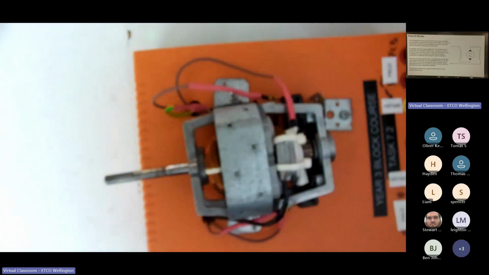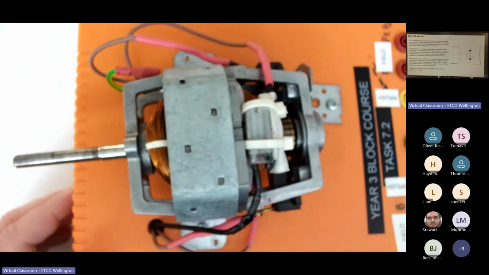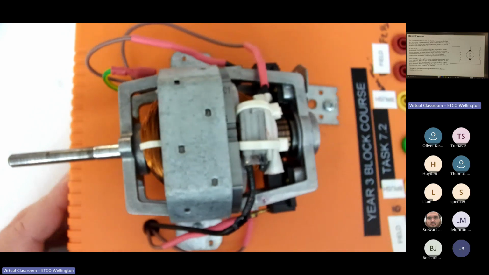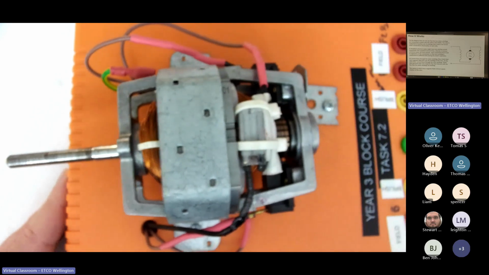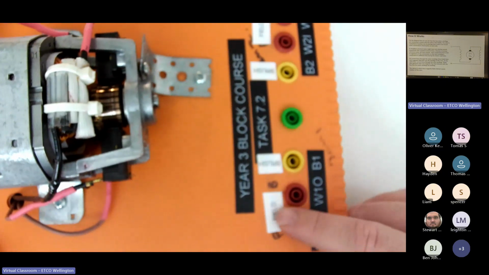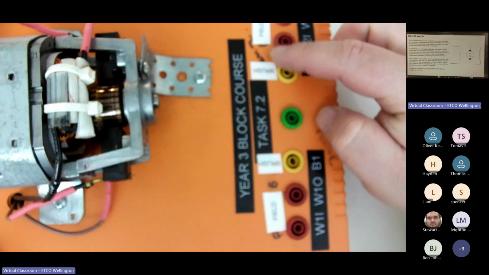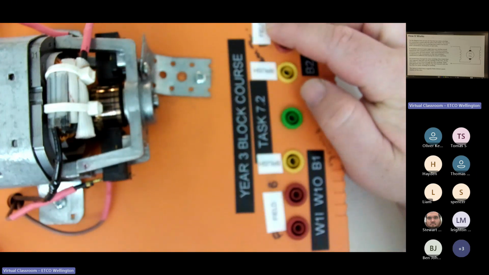Here we go. Cool. So let's have a look at one. This here is the universal motor we use in the workshop for you guys to wire up and have a go with. You can see it's mounted on a base plate. And here you've got the field windings. You've got a brush here. And on the other side, you've got another brush and another winding.